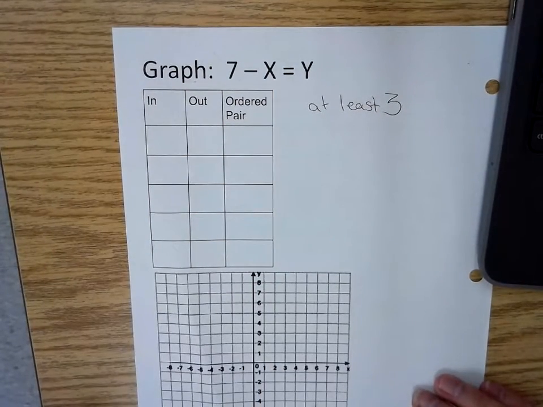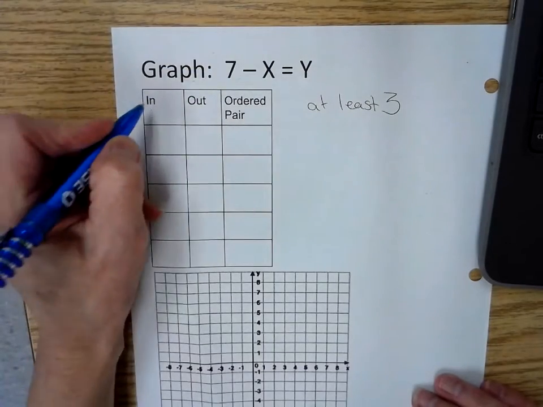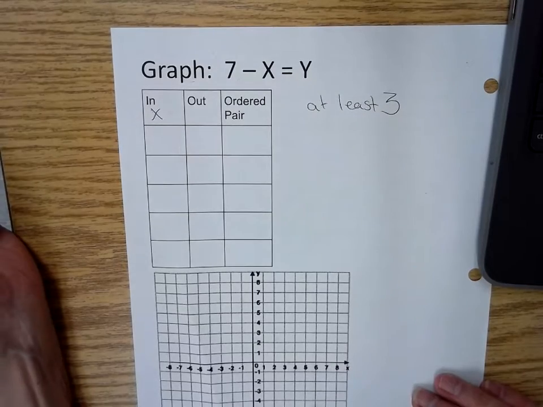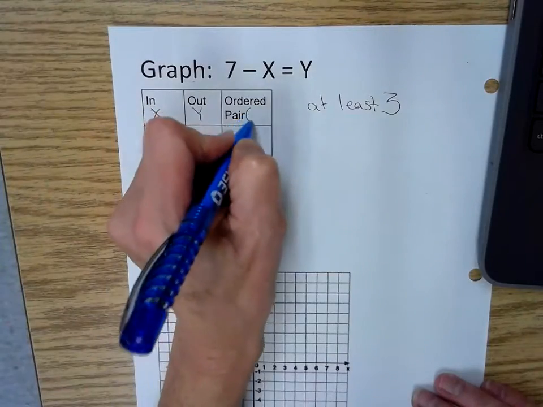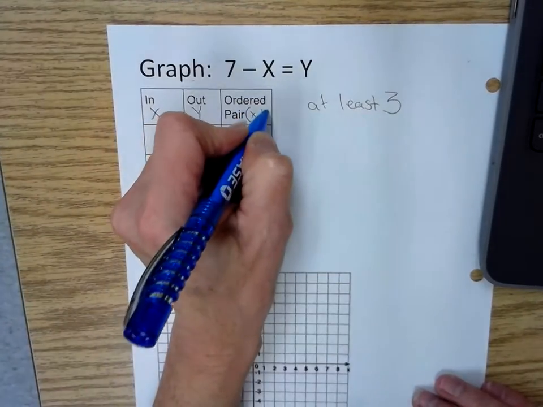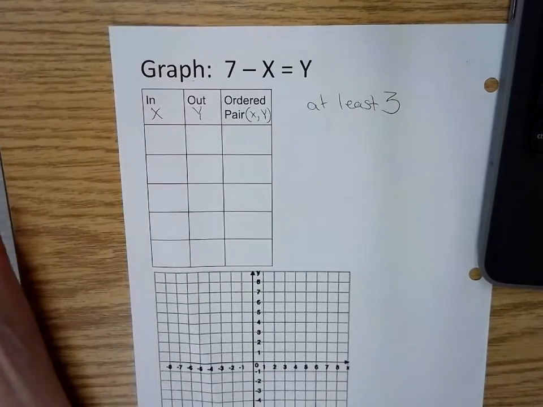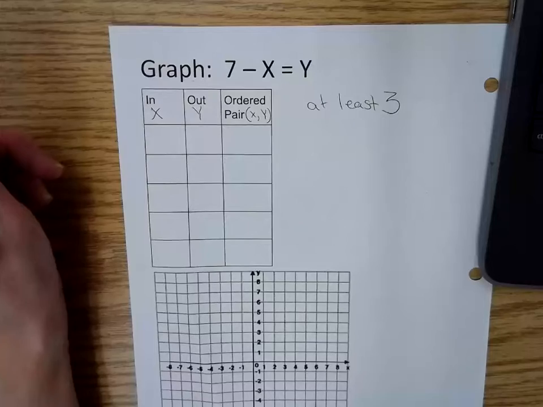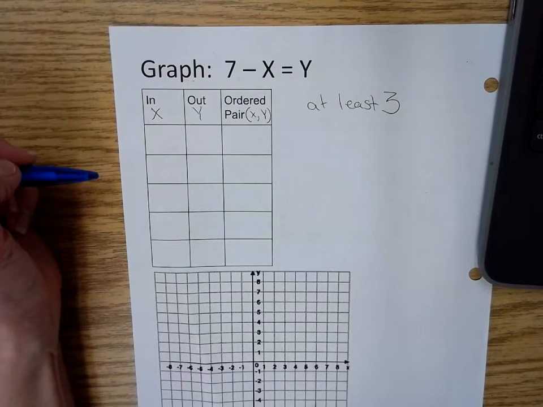I can pick anything I want. Remember, you are deciding what you're putting in. By the way, the in is the x. Remember what the out is? It's the y. And the ordered pair is the xy. So I'm looking at 7 minus something. And so I'm not going to take 100 away from it. You could, but we're not going to do that. We're going to keep it nice and simple.